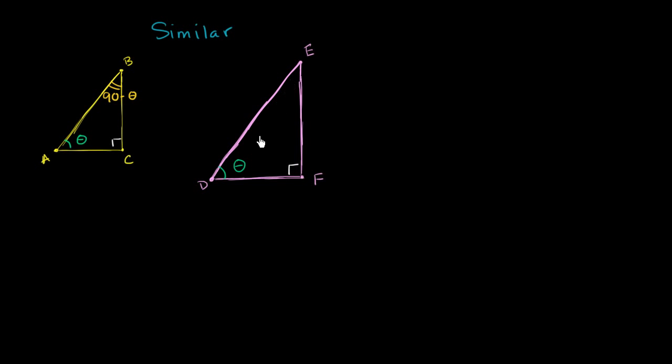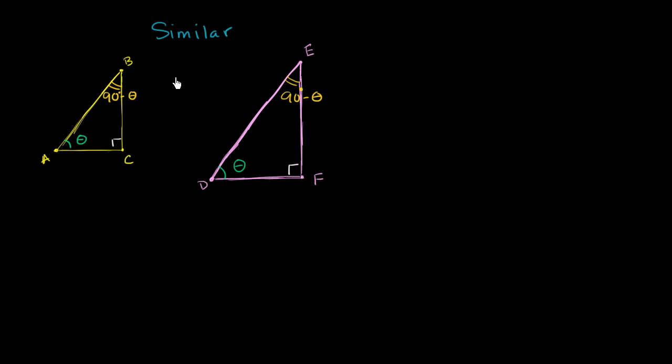Well, we can use the same logic over here. We already used up 90 degrees over here. So we have a remaining 90 degrees between theta and that angle. So this angle is going to be 90 degrees minus theta. You have three corresponding angles being congruent. You are dealing with similar triangles.